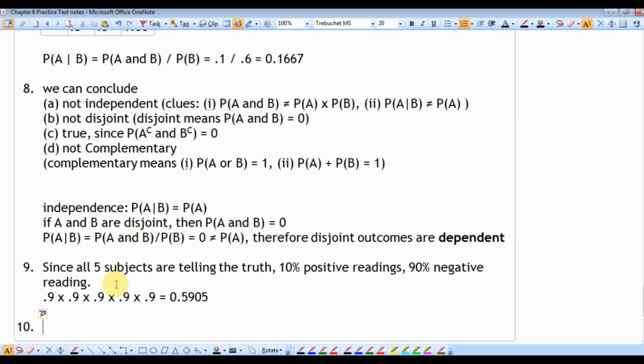Okay, wait, I'm confused. Okay, I get that we did multiply it 5 times because there's 5 subjects. Fifth power, not actually multiplied 5 times, but continue. Okay. But the reason why we did 0.9 is because they are telling the truth. Yes. So if they were lying, then it would be 0.1. What if it was like 4? No. If they were lying, it would be 0.1. 0.05. Because it's 95.